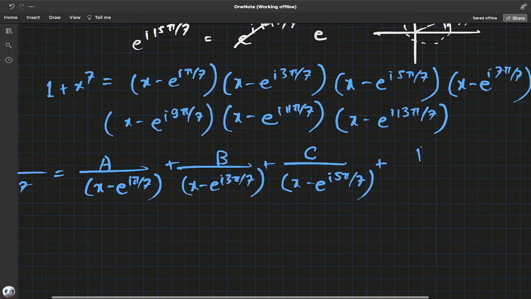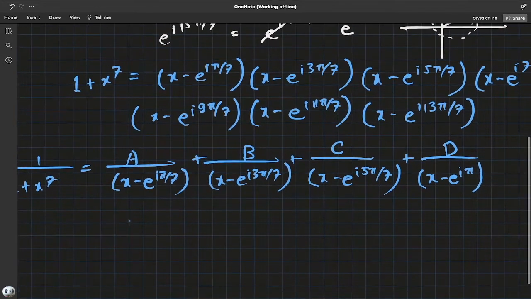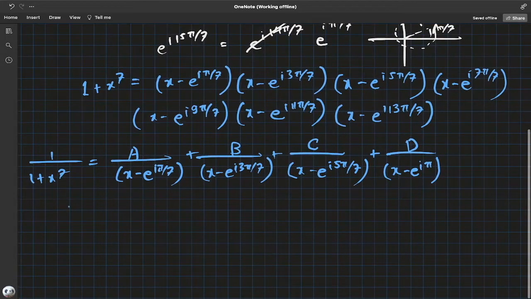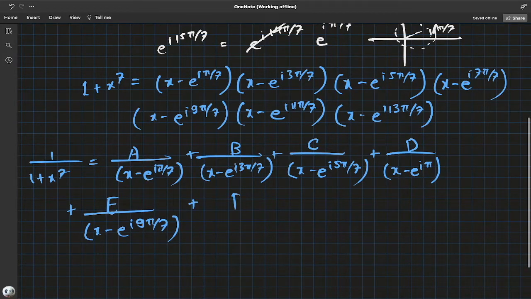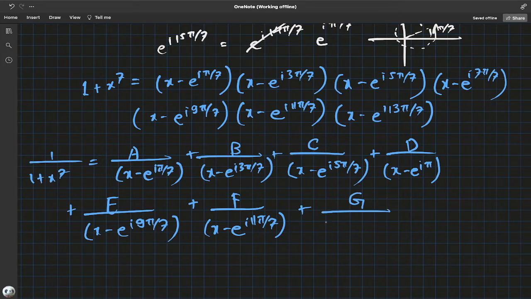And d over x minus e to the i pi. I'm cancelling the 7 out. Fitting these is the hardest challenge of this video. The computation is not even the hardest thing. Plus f and the second last factor. And then the very last factor. I just want to write these down so that we know what alphabet is associated with what factor.